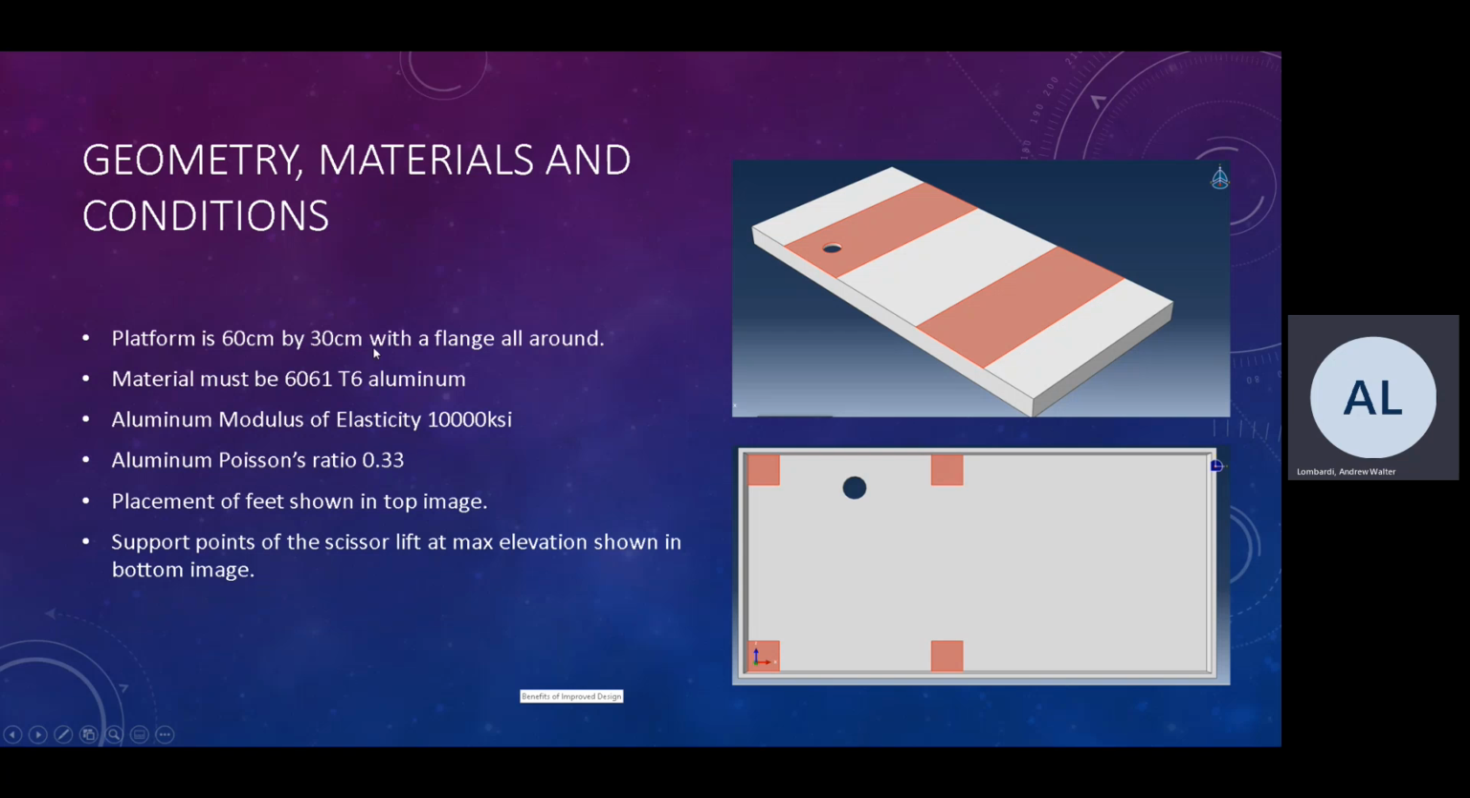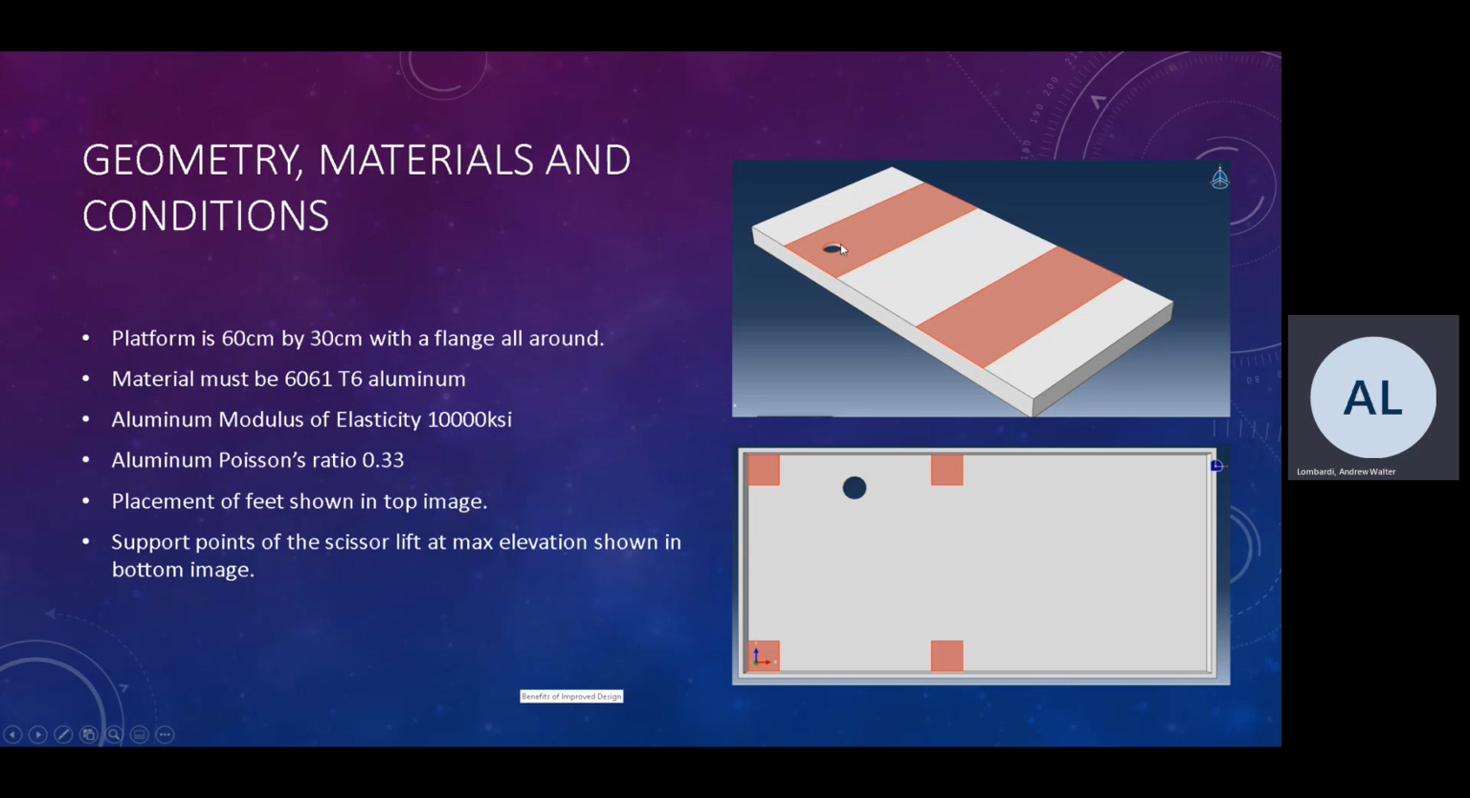Even though the platform was created to metric specifications, the analysis is done in standard units because we are creating the pieces with imperial systems. So the material must be 6061 T6 aluminum with a modulus of elasticity of about 10,000 KSI and a Poisson's ratio of 0.33.